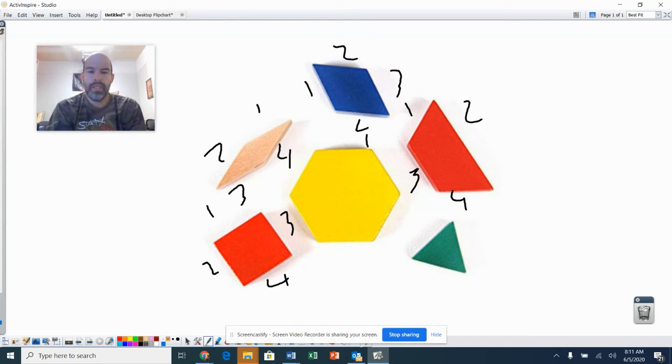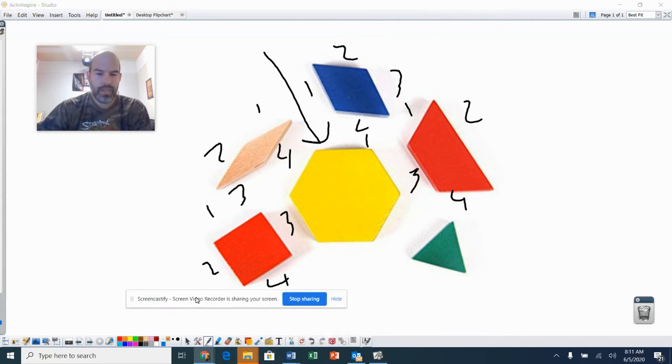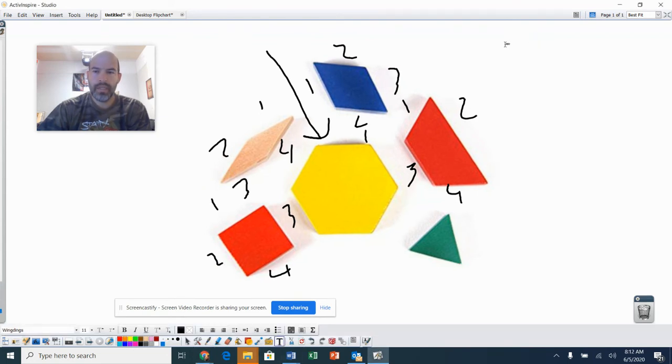Now, I want you to take a look at this figure right here. All right, so what do we call the figure that has six sides? Well, the name for that is going to be hexagon. So I want to write these two names here that we just discussed.